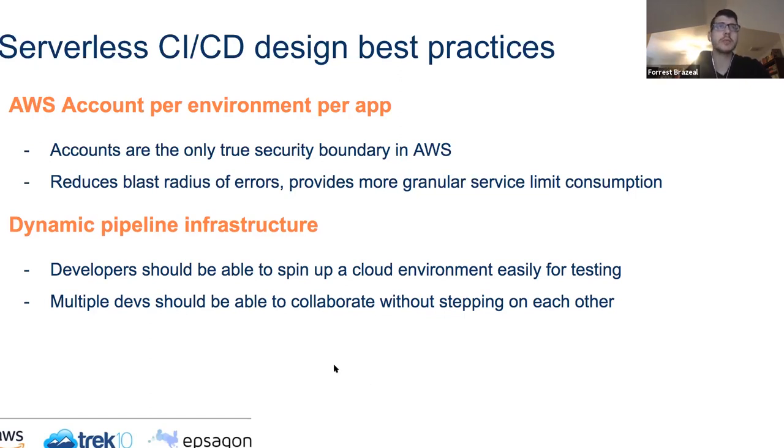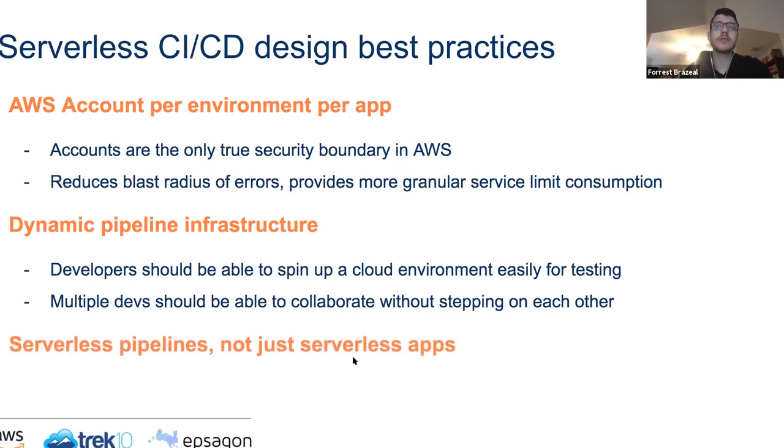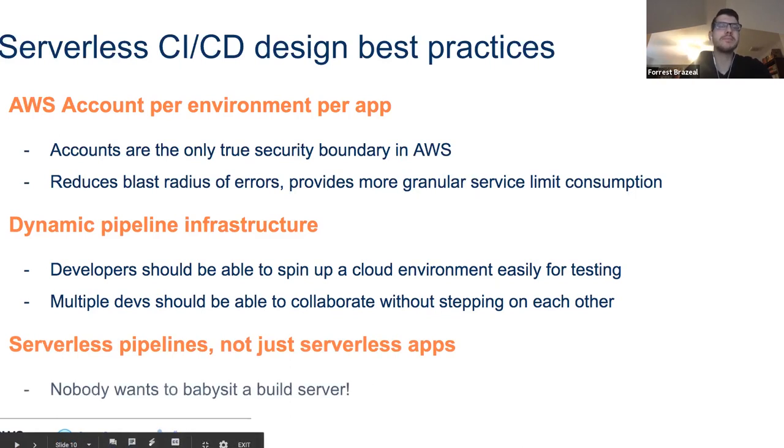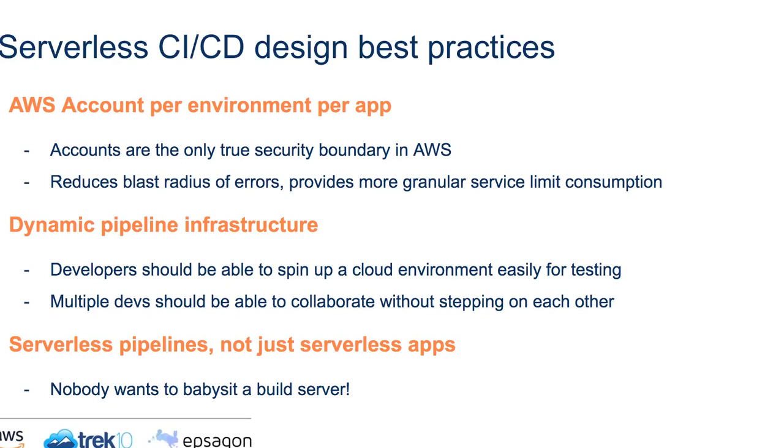Dynamic pipelines are a really important feature. So in addition to the serverless app being serverless, we want the pipeline itself to be serverless. We don't want to be babysitting a build server. It's really important that we find a way to kick out these pipelines without having to, for example, worry that one rogue job is going to take down all the disk space on our server. We'd like AWS to manage that for us. Just vend us out a build job whenever we need it. These are some best practices for CI/CD design.